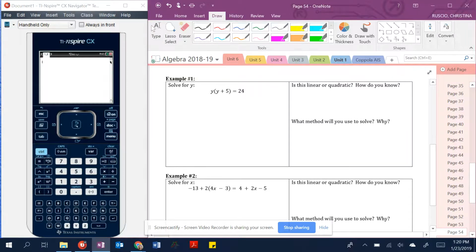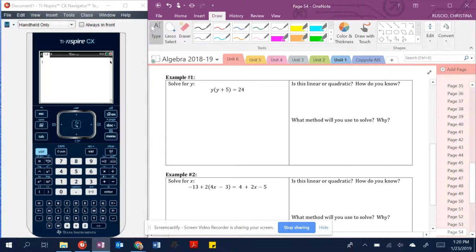But here's example number 1. The first thing that I will say as a disclaimer is you look at example number 1 and immediately you're thinking, oh, this is linear. There's not any squared terms in here. But the problem with that thinking is we have parentheses, which means multiplication can change the way it might originally look.